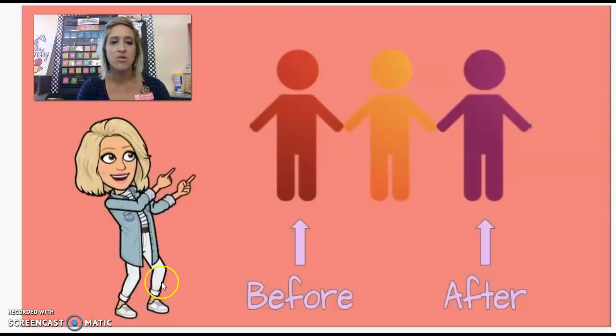So just as a reminder or an introduction to the words before and after, if we had three things in a line here, let's look. We have a red guy, a yellow guy, and a purple guy. This guy right here is before this yellow guy. And then this purple guy is after the yellow guy. So if I'm looking at the yellow guy and I say, tell me which guy comes before the yellow guy, you would look and say, oh, the red guy. And then if I was looking at the yellow guy and I said, which one comes after the yellow guy? You would say, the purple one.